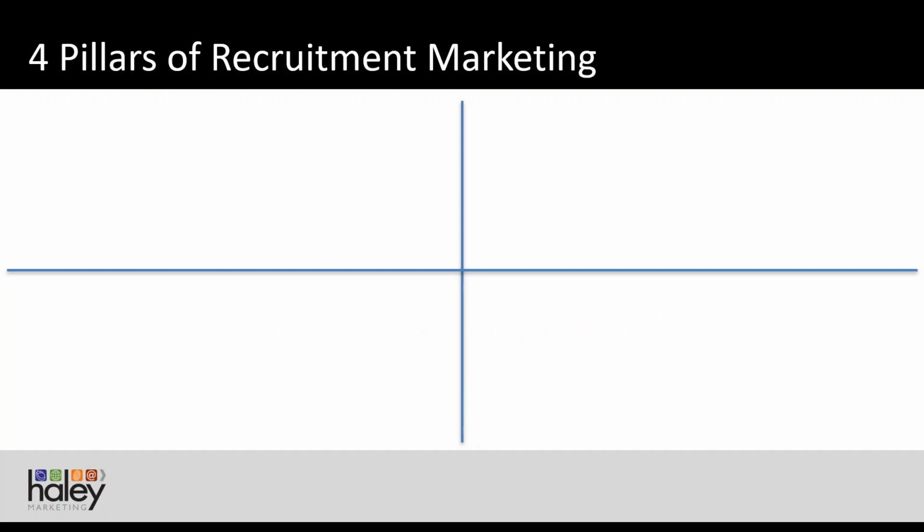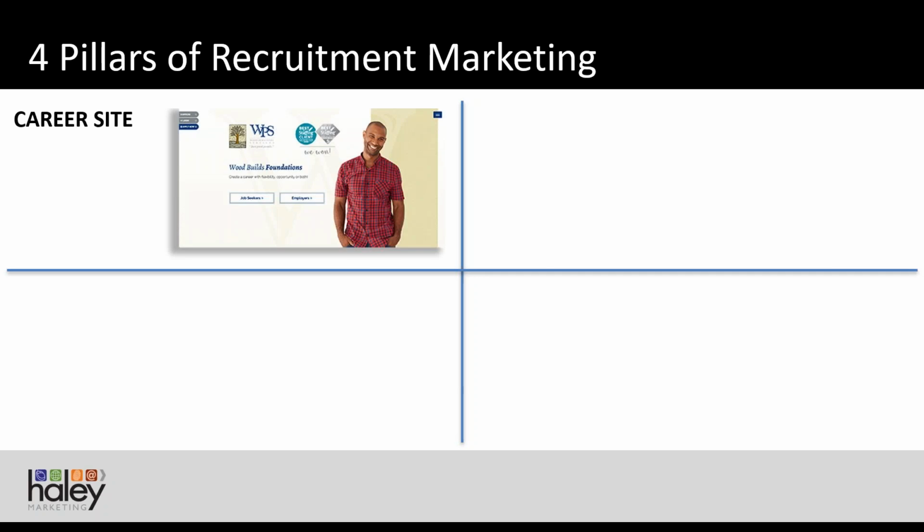As you're thinking about getting people to your jobs and you're thinking about increasing placement rates, I want you to think about all 4 of these areas, because the social recruiting we're going to do for today's hour together is really going to interact with these other 3 methods for getting candidates to your jobs. So first is your career site.